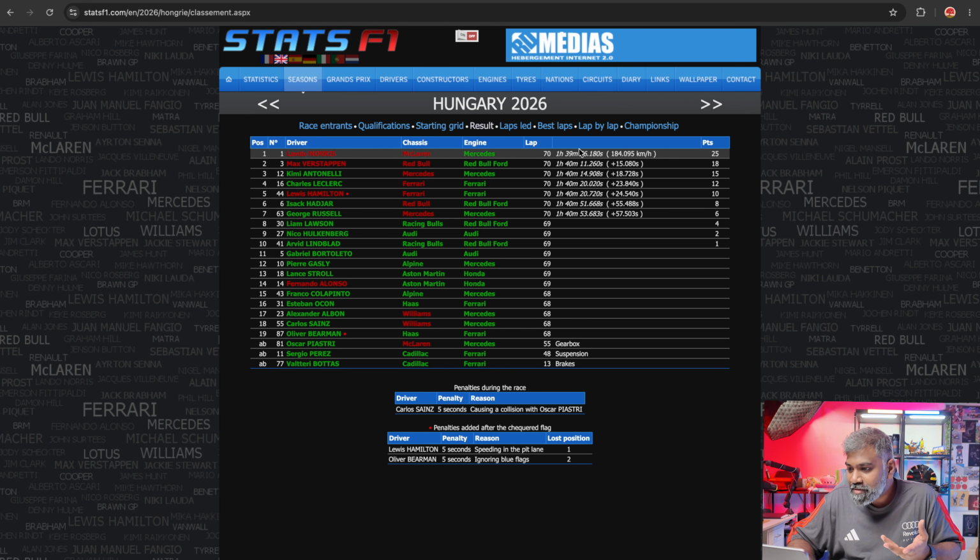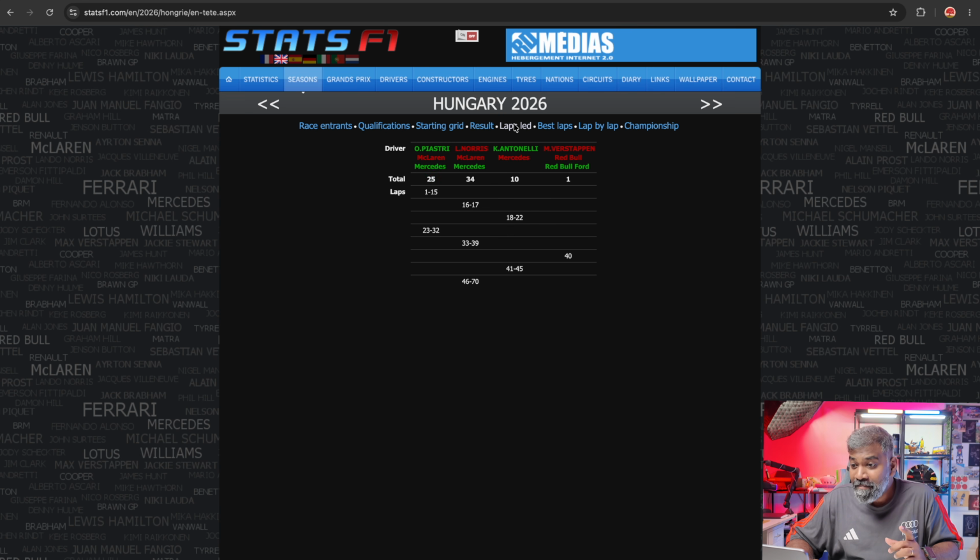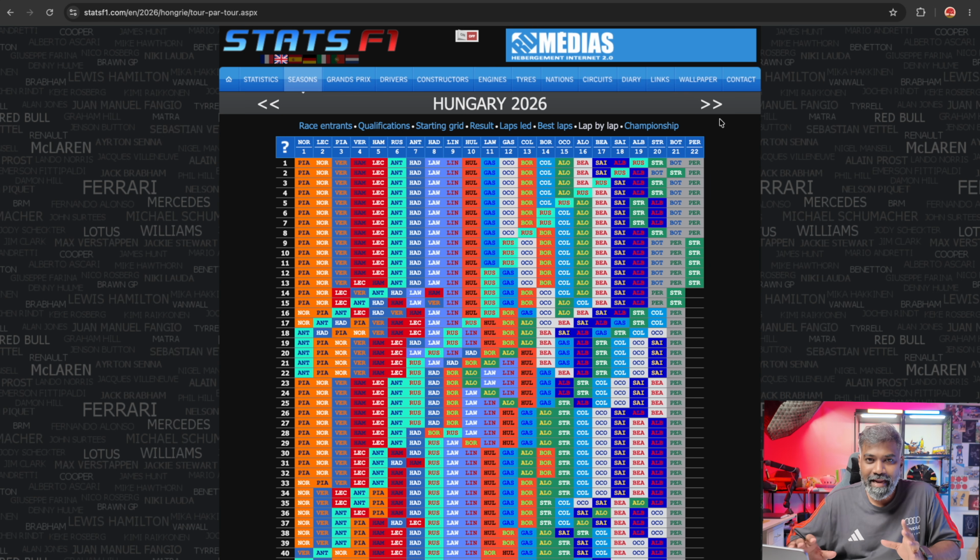We get to see the results here as well. We get to see the distance or time differences between first place and whoever is finishing later. We also get to see who led what laps. But the best part of this is the lap by lap visuals.